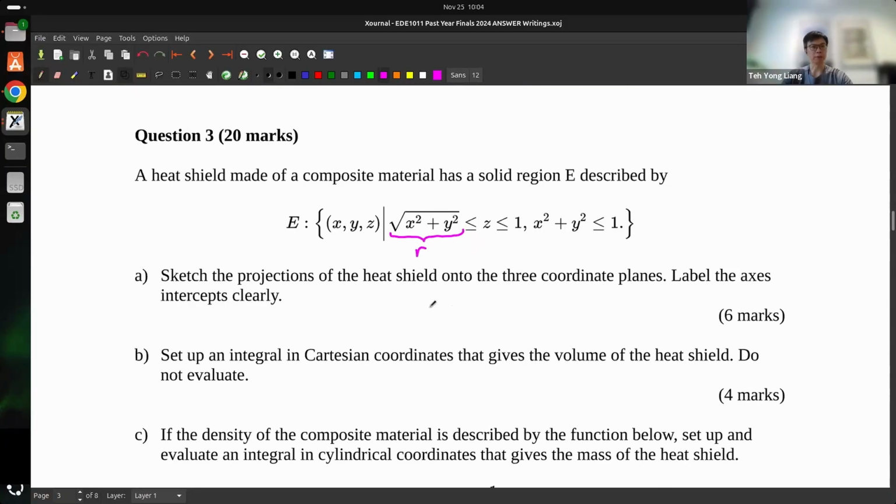Then let's look at part B. Part B is to set up an integral in Cartesian coordinates that gives the volume of the heat shield, but it says do not evaluate. For 4 marks, I just write down the integral. Just write down, no need to integrate.